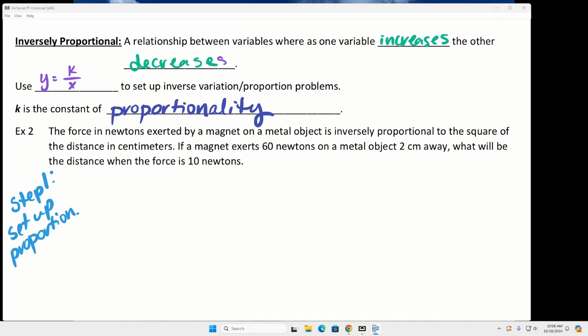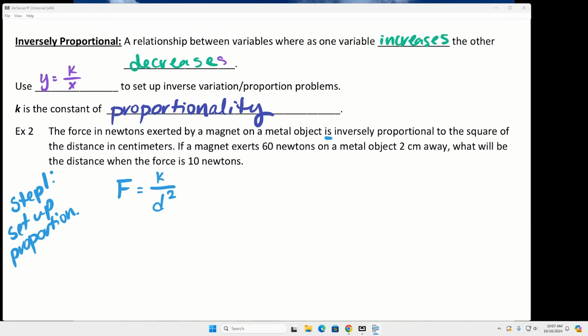And you can use any variable you want to. So I usually just use a variable from the word. So for force, I would use F. For distance, I would use D. And so it tells you the force, which is F, equals. And then inversely proportional means we're going to put K on the top of the function. It's inversely proportional to the square of the distance. So what do you guys think we need to put in the denominator? Yep. So that's setting up the proportion. Just use that first sentence to set it up.